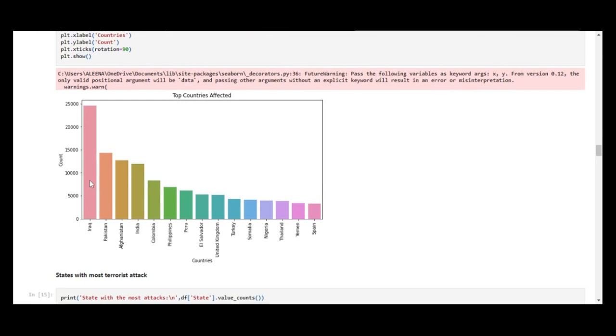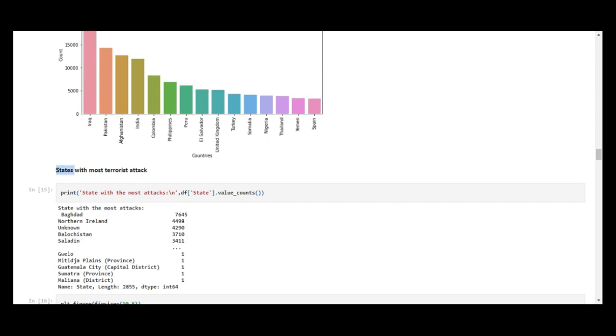From this visualization, it is clear that the top 3 countries where terrorist attacks were high were Iraq, Pakistan and Afghanistan. And from this, we can clearly understand, and hence I can conclude, that Iraq was the only country among the 10 that has been highly affected by terrorist attacks.